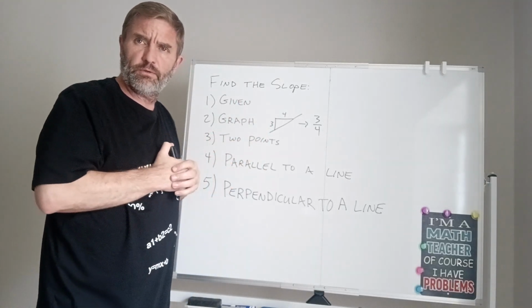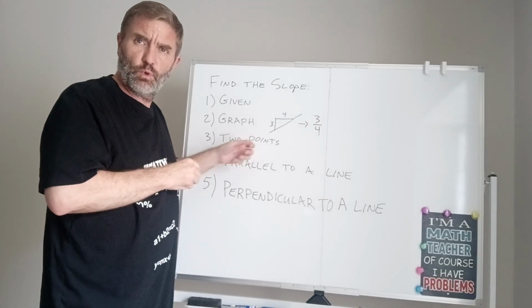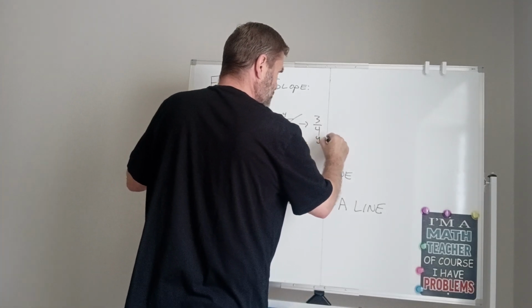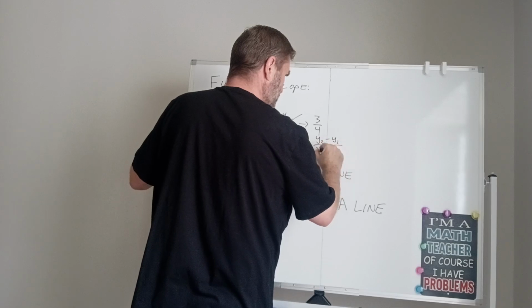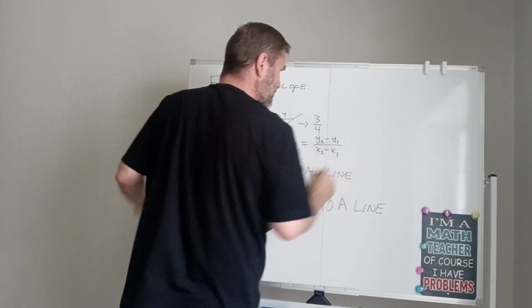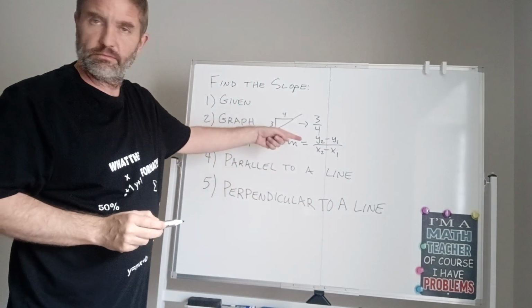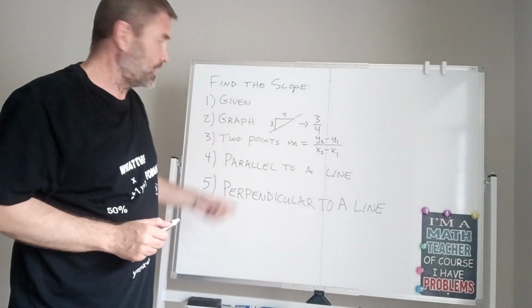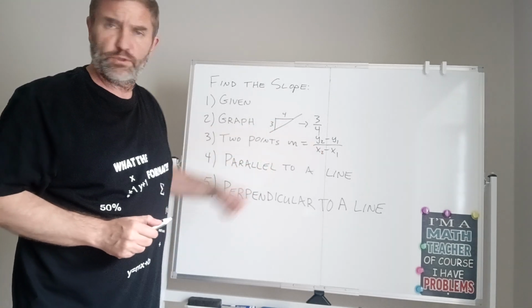If you watch my slope video, that's the way we did it. I had 2 points. That's your m equals y2 minus y1 over x2 minus x1. So get very familiar with this. Make sure you have that memorized. That's a math fact. That's what you use to find the slope between 2 points.